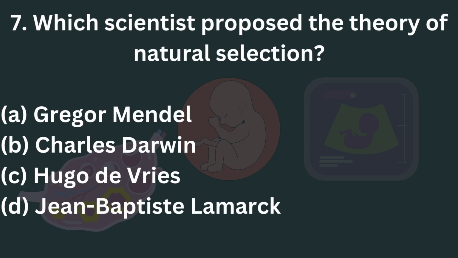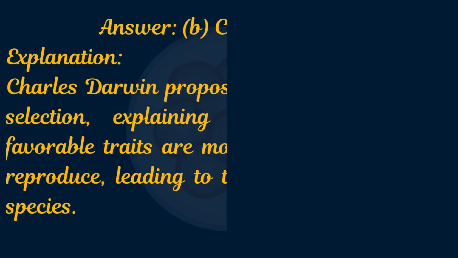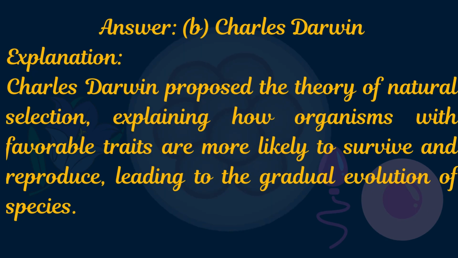7. Which scientist proposed the theory of natural selection? A. Gregor Mendel. B. Charles Darwin. C. Hugo de Vries. D. Jean-Baptiste Lamarck. Answer: B. Charles Darwin.